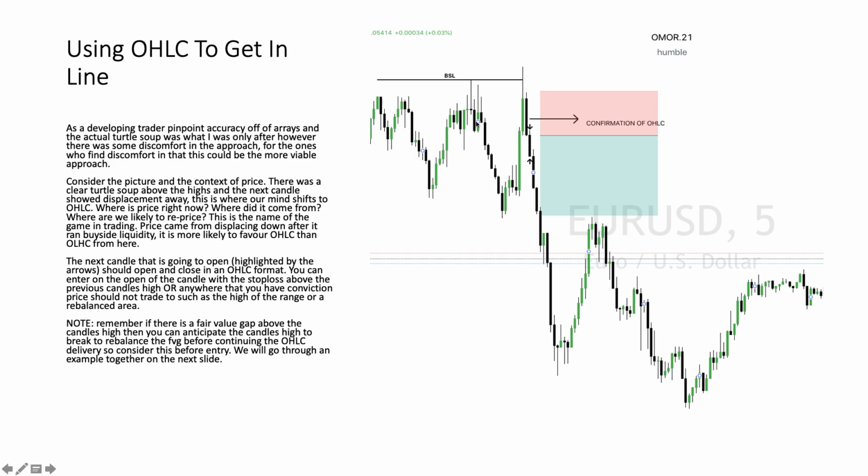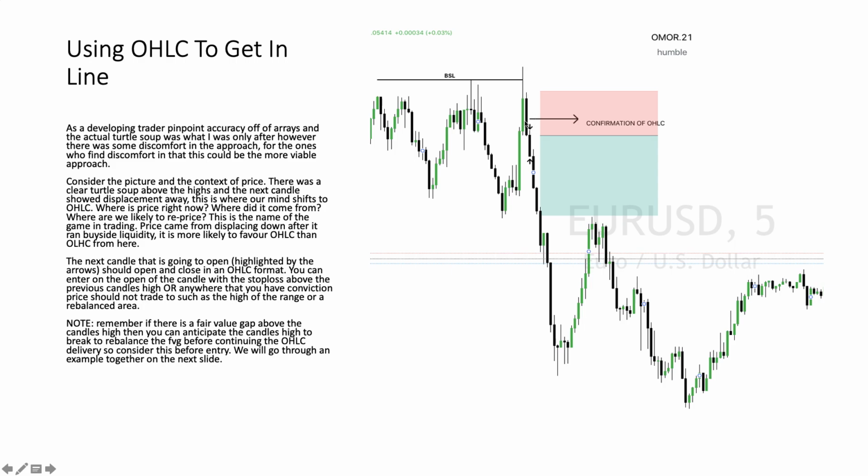Just to reiterate the point I was making here. We ran buy side liquidity and it's a bearish narrative, and you see this candle displaces lower. The next candle, do you expect it to trade higher or lower? Lower, in the format of open low high close. I don't know how many of you didn't see it like this before, but perhaps now you should see it. That candle should not exceed the previous candle's high if it's a true open low high close delivery.